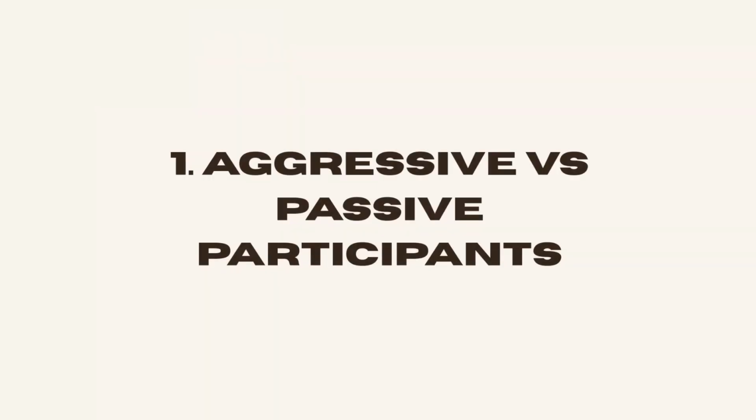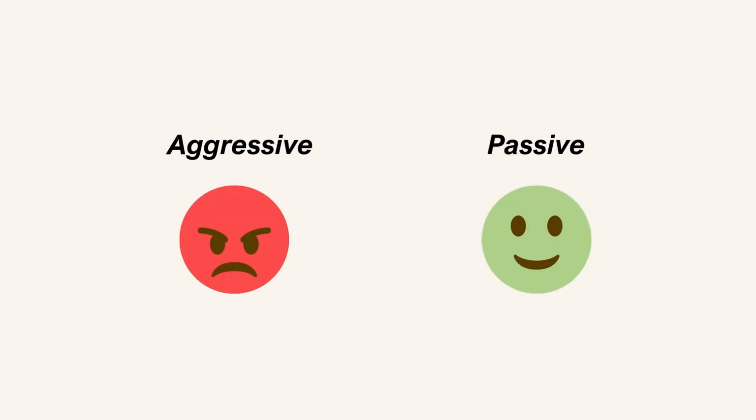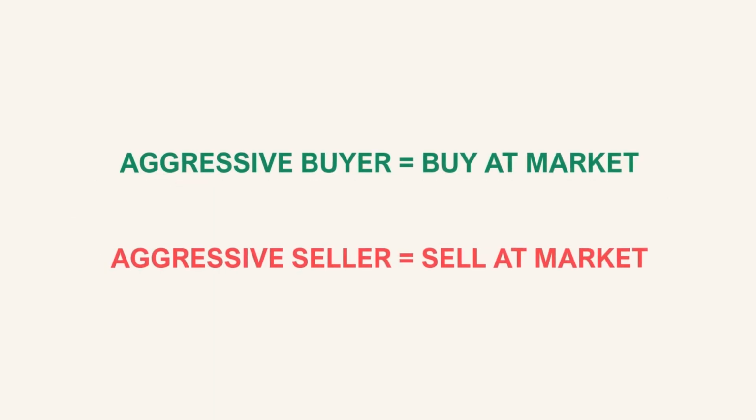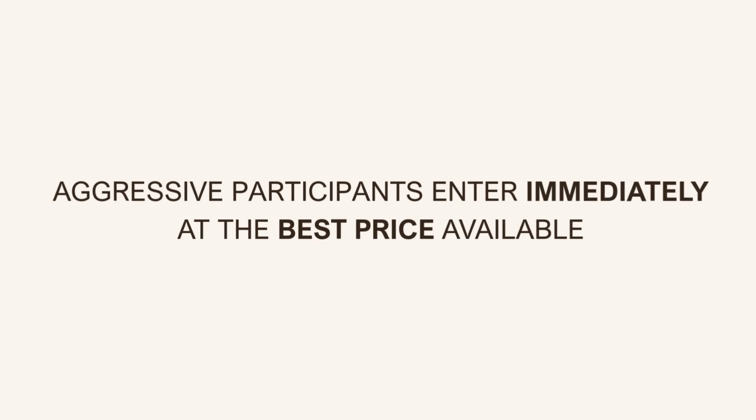Before anything else in order flow makes sense, you need a clear grasp of one idea: the difference between aggressive and passive participants. It's simple once you see it, but most people never slow down enough to actually understand it. Aggressive participants are the traders who hit the market buy or market sell button. This means they accept the best available price right now and enter their position immediately.